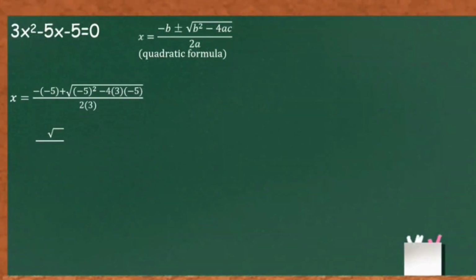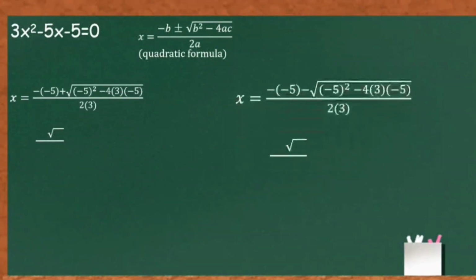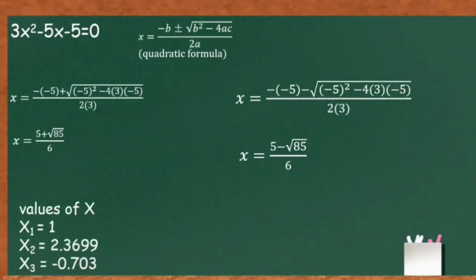So we just substitute the ABC value into the formula. Then we will get x equals to 5 plus square root 85 over 6, or x equals to 5 minus square root 85 over 6. So we have 3 values of x right now. x1 we get 1, x2 equals to 2.3699 and x3 equals to negative 0.703.